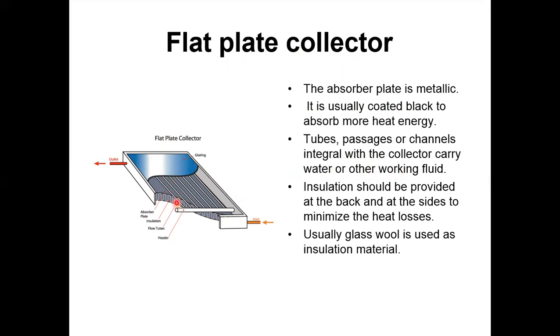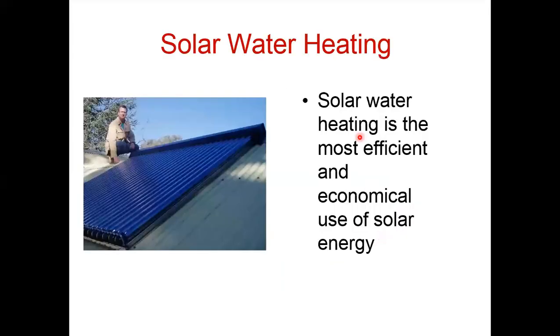So we will be using the tubes, which will carry the water. Then insulation should be provided at the back and at the sides to minimize the heat losses, so that there is minimum heat loss. As insulation material, usually glass wool is used. Okay, so this is solar water heating. Solar water heating is the most efficient and economical use of solar energy.